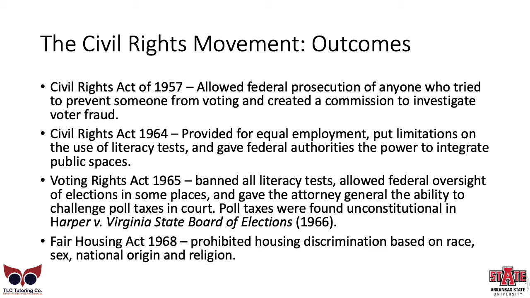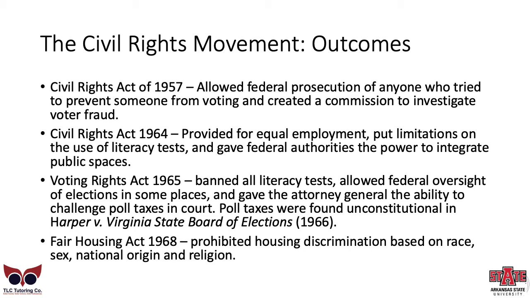The Civil Rights Act of 1957 allowed federal prosecution of anyone who tried to prevent someone from voting and created a commission to investigate voter fraud. The Civil Rights Act of 1964 provided for equal employment, put limitations on the use of literacy tests, and gave federal authorities the power to integrate public spaces.